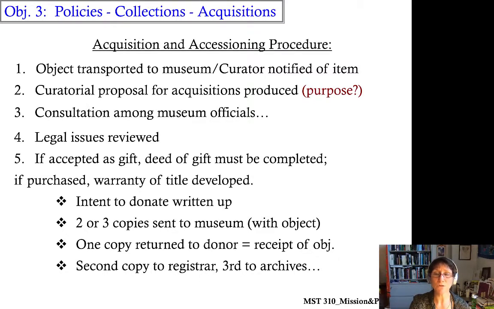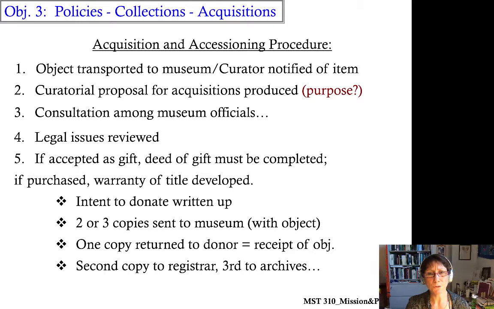And if you do, you draw up a deed of gift. Clearly, if it's something that you're going to purchase, you would purchase it, get a warranty of title, and so on and so forth. So the intent to donate is written up. The deed of gift is developed. And usually 2 or 3 copies are signed. Usually the donor will sign each of the copies, and then usually the curator is the other person signing the deed of gift. So 2 people sign it, the donor and the recipient.